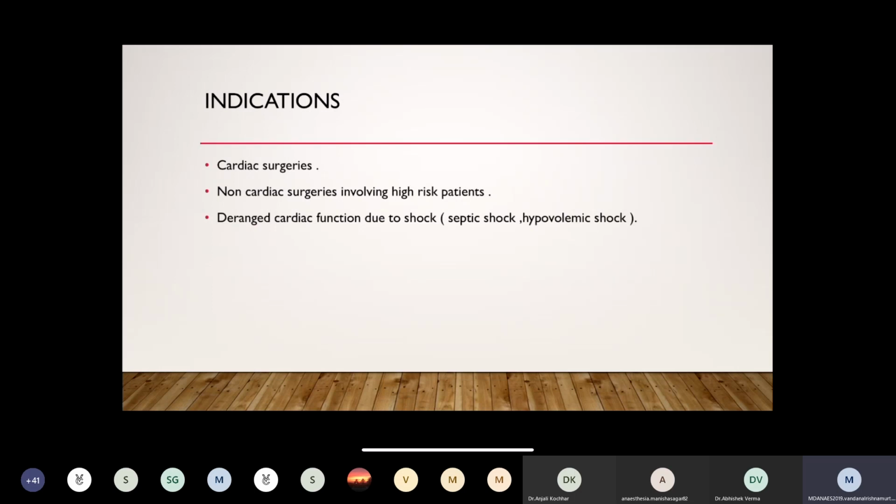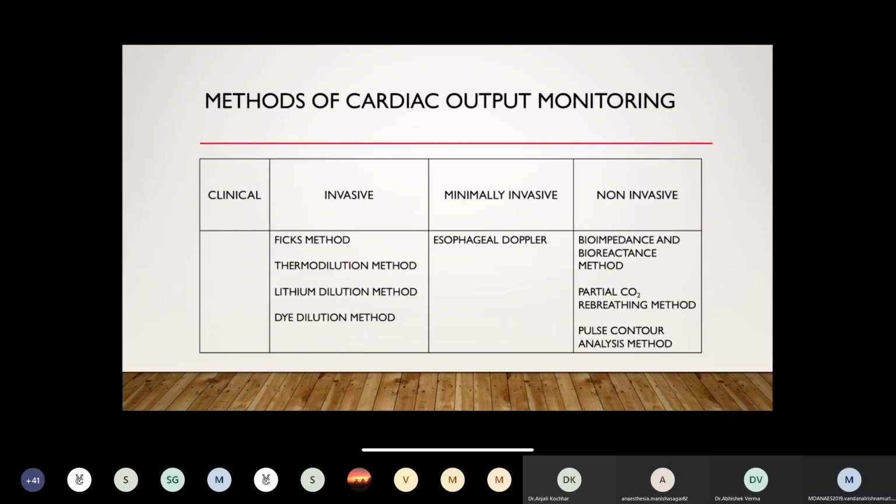Methods of cardiac output monitoring include clinical, invasive, minimally invasive, and non-invasive. In invasive, there are the Fick method, thermodilution method, lithium dilution method, and dye dilution method. In minimally invasive, esophageal Doppler. In non-invasive, bioimpedance and bioreactance methods, partial carbon dioxide rebreathing method, and pulse contour analysis method. The pulse contour analysis method may be invasive or non-invasive, depending upon the device we use.